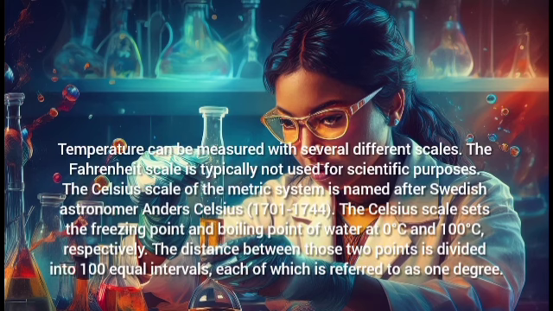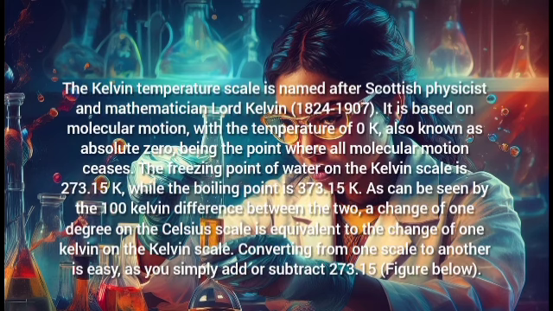Temperature can be measured with several different scales. The Fahrenheit scale is typically not used for scientific purposes. The Celsius scale of the metric system is named after Swedish astronomer Anders Celsius, 1701 to 1744. The Celsius scale sets the freezing point and boiling point of water at 0 degrees Celsius and 100 degrees Celsius, respectively. The distance between those 2 points is divided into 100 equal intervals, each of which is referred to as 1 degree. The Kelvin temperature scale is named after Scottish physicist and mathematician Lord Kelvin, 1824 to 1907.